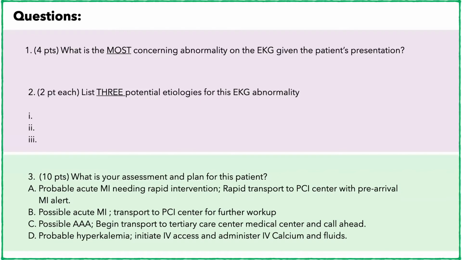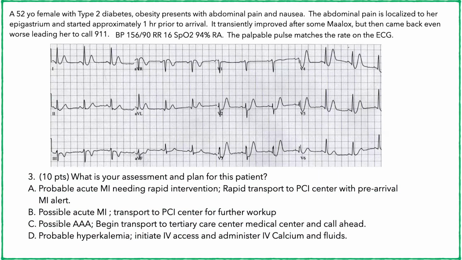Where they have to choose, is it a probable acute MI? They call it MI alert. Is it possible, and they transport to a place where the patient could be further worked up? Do you think it's an AAA with belly pain, or is it hyperkalemia because they know that their medical director is obsessed with that, right? But they have to eventually make a specific choice. So I'll let you guys all try and make your specific choice of what you think it would be.